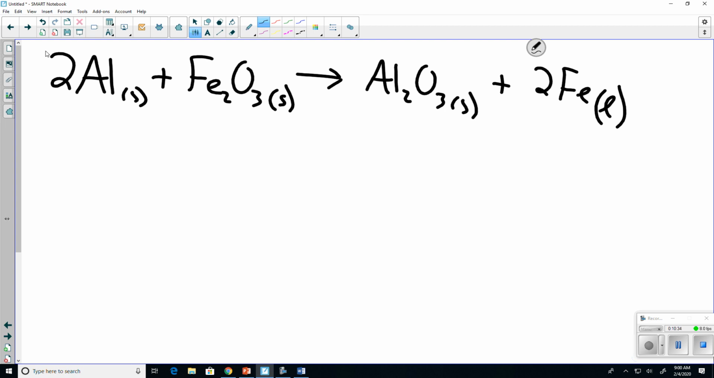So you could Google reactions with this. Heck, I think I saw an episode of Mythbusters once where they did this reaction on top of a car and just split it in half because it started making that lava. It's going to be exothermic. We're going to prove that right now.